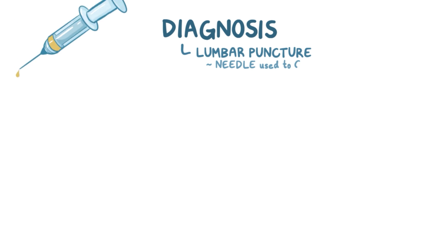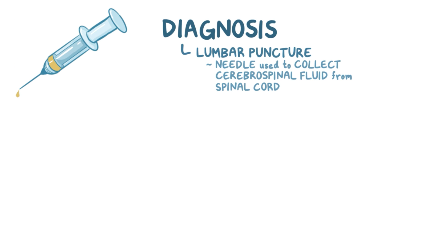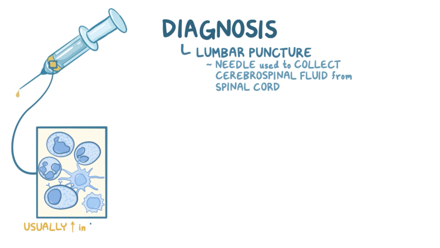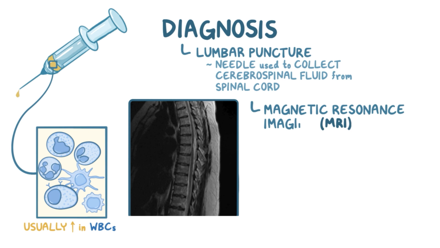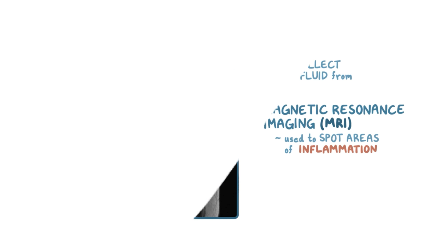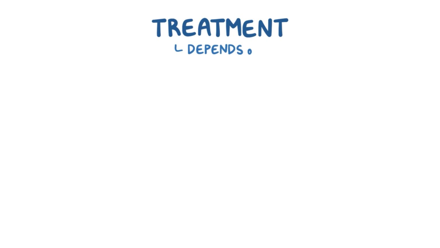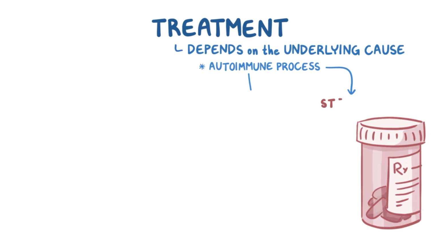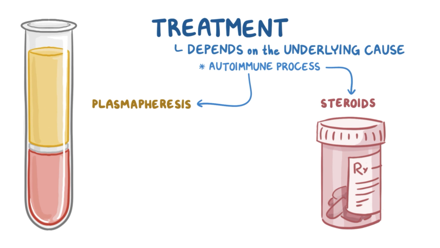Diagnosis of transverse myelitis can be done with a lumbar puncture, which is when a needle is used to collect cerebrospinal fluid from around the spinal cord. In transverse myelitis, there's usually an increase in white blood cells. In addition, MRI or magnetic resonance imaging can be used to spot areas of inflammation in the spinal cord. Treatment of transverse myelitis depends on the underlying cause. If there's an autoimmune process, it might be useful to use steroids or plasmapheresis, which is where antibodies are filtered out of the blood.